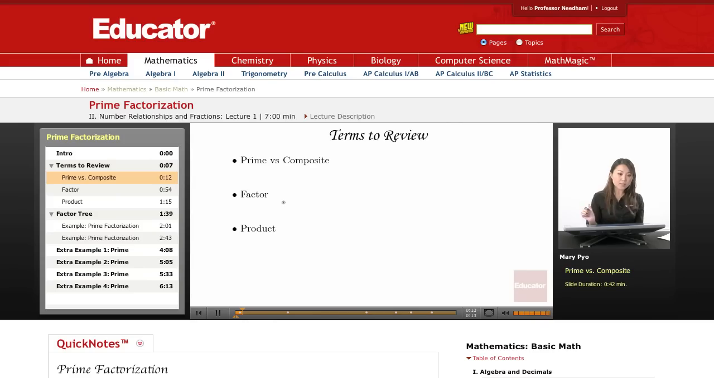Prime and composite. A prime number, we know, is a number that has no factors besides 1 and itself. So, for example, the number 5. 5 only has the factors 1 and itself, so that is considered a prime number.